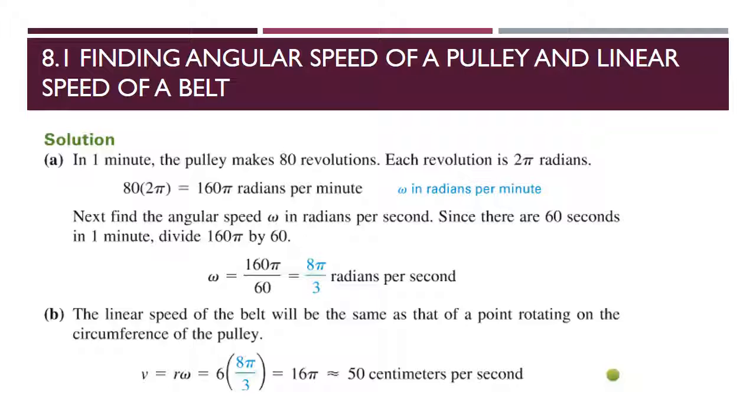The linear speed will be the same as that of a point rotating on the circumference of the pulley. So we're just going to use our formula. It's going to be radius times the angular speed. The radius was 6, and the angular speed was 8 pi over 3, which gives us 16 pi, or about 50 centimeters per second.